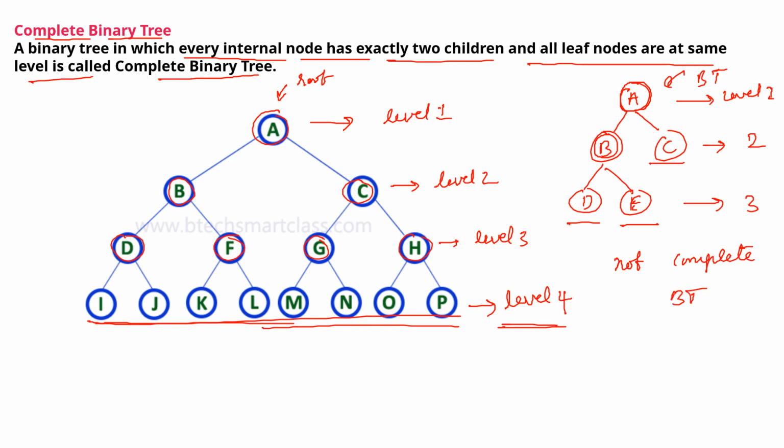Right? So what is a complete binary tree? It's a binary tree in which every internal node has exactly two children and all leaf nodes are at same level.